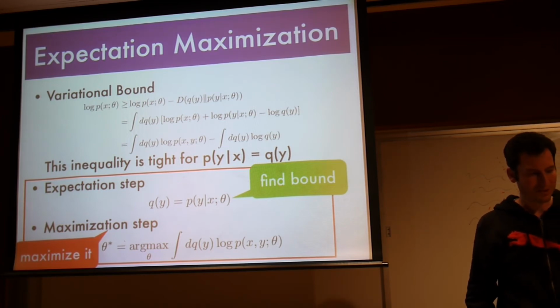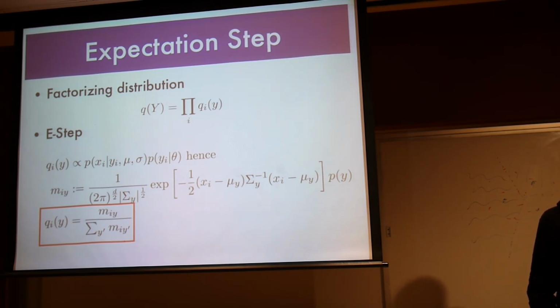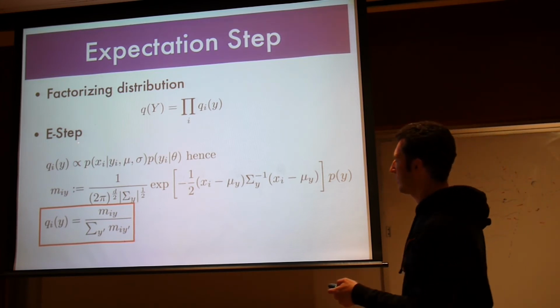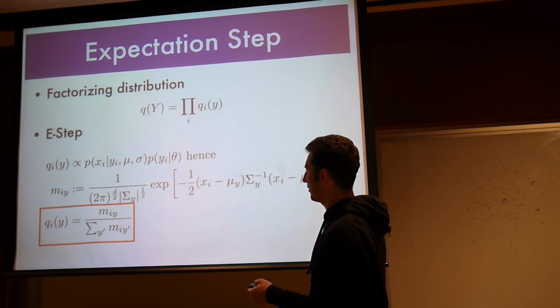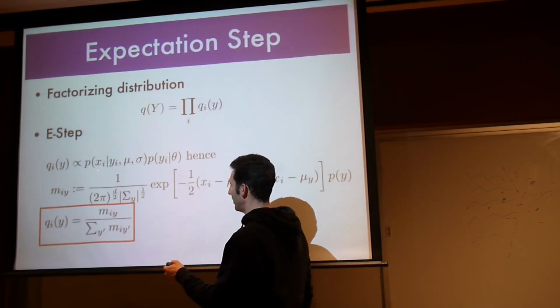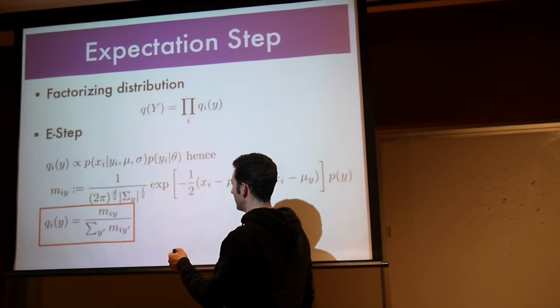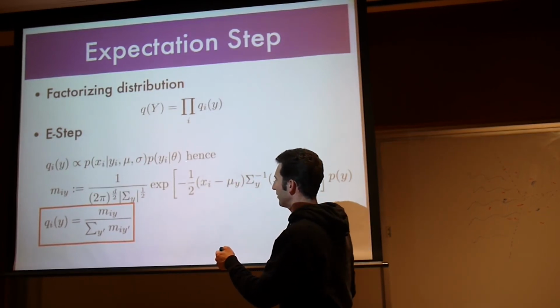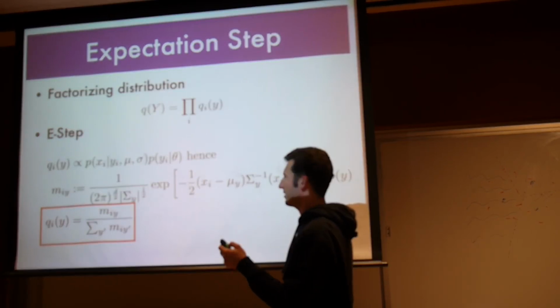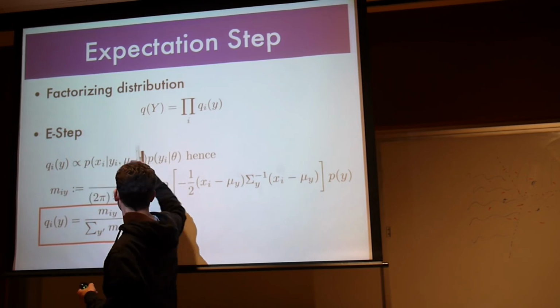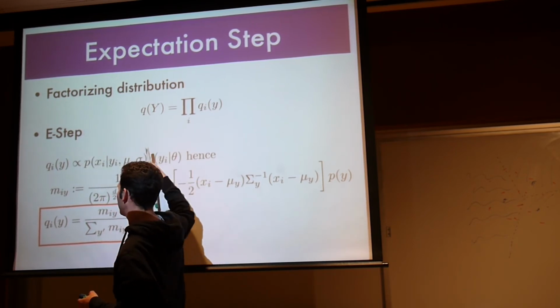Let's look at something very simple. Let's take this as our factorizing distribution, so Q of y is just the product of Qi of y. In this case, we can immediately work out for our clustering what Qi of y should be. We have the likelihood of xi given yi, mu, and sigma times p of yi given theta. And I just need to normalize it, because this probability doesn't necessarily sum up to 1. So I just renormalize it and I'm done.